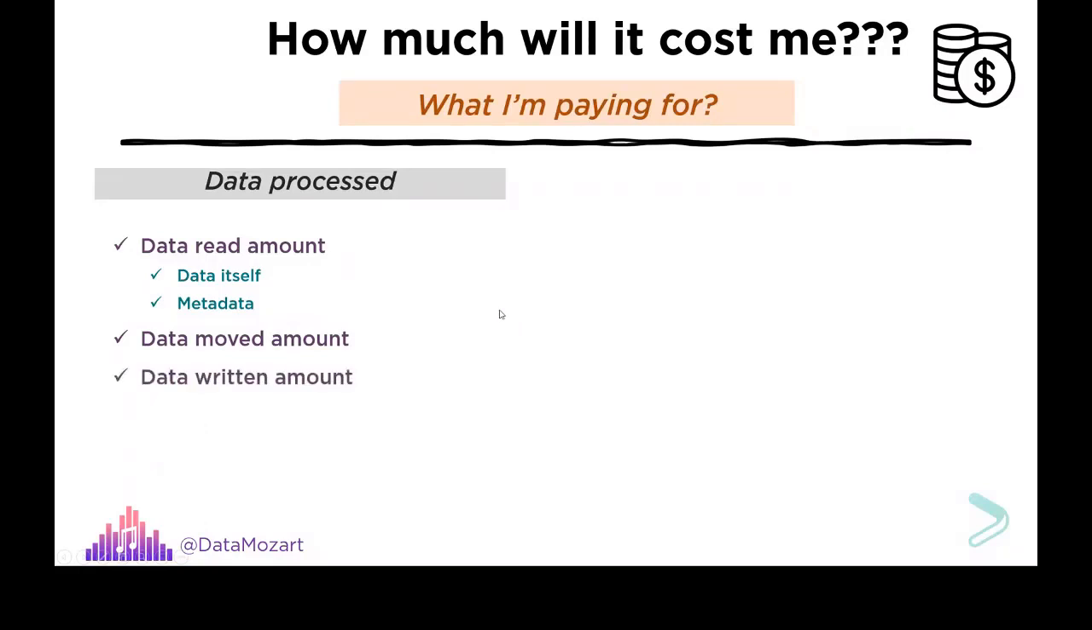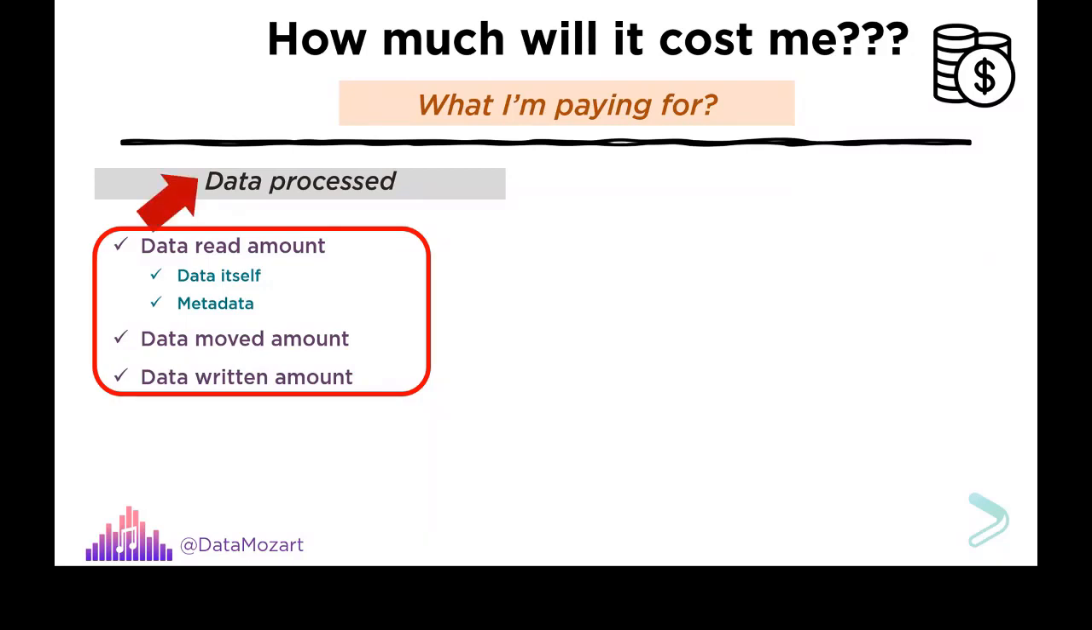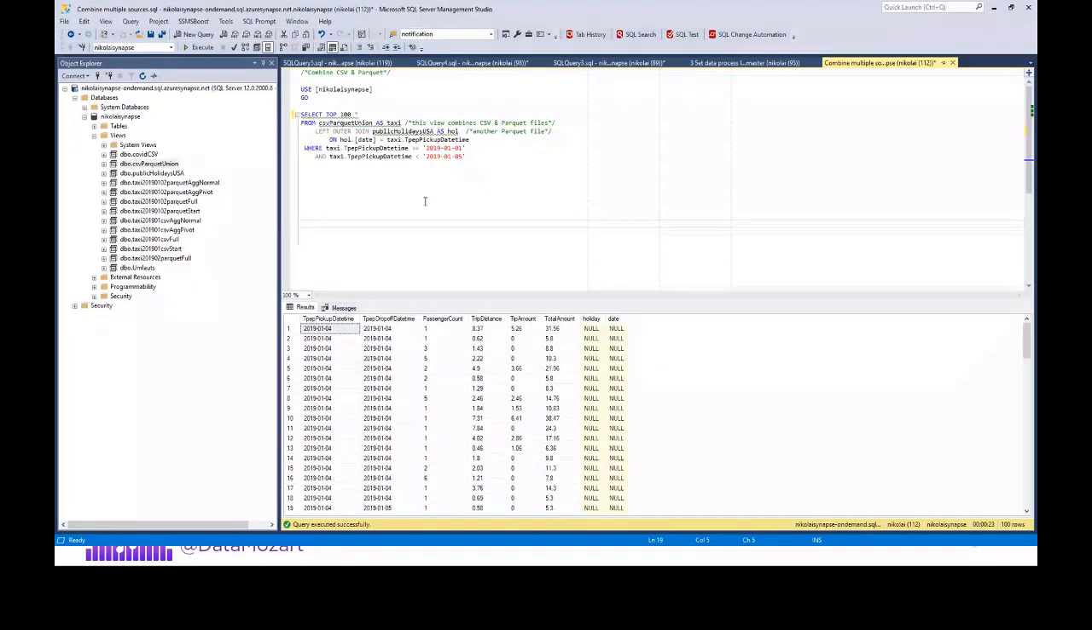Finally, amount of data written to data lake. This applies in those scenarios when you use CTAS to export query results to a Parquet file that's going to be stored in a data lake. So when you sum up these three items, you are getting the total amount of data processed. So let me show you how this looks in reality.